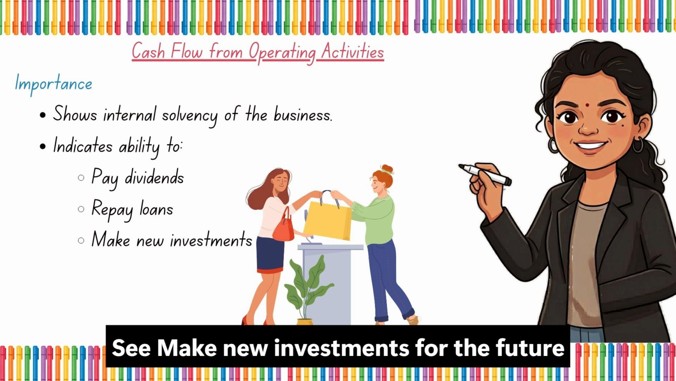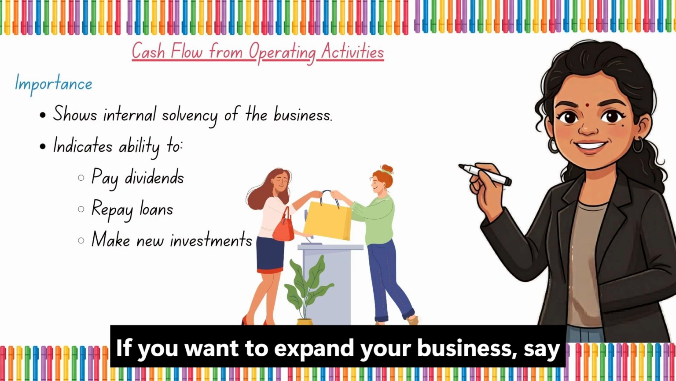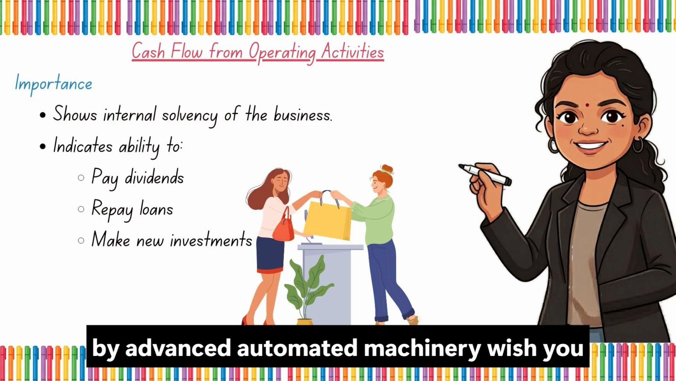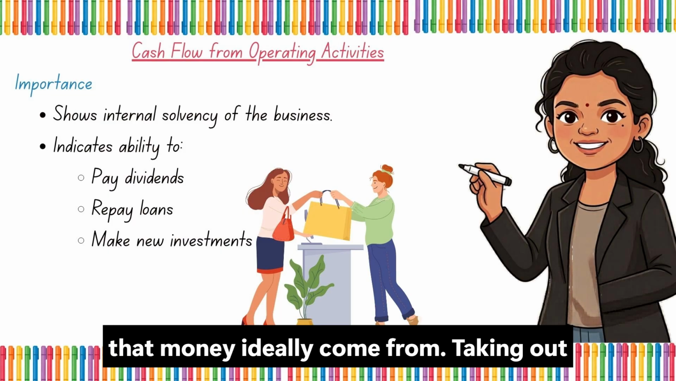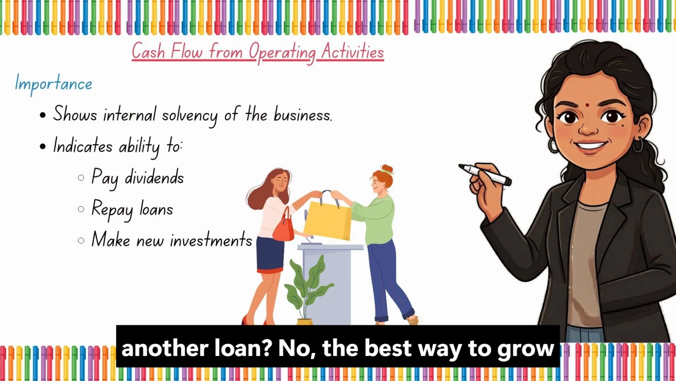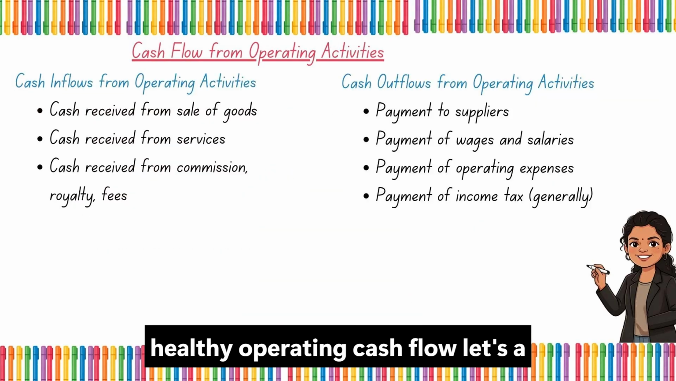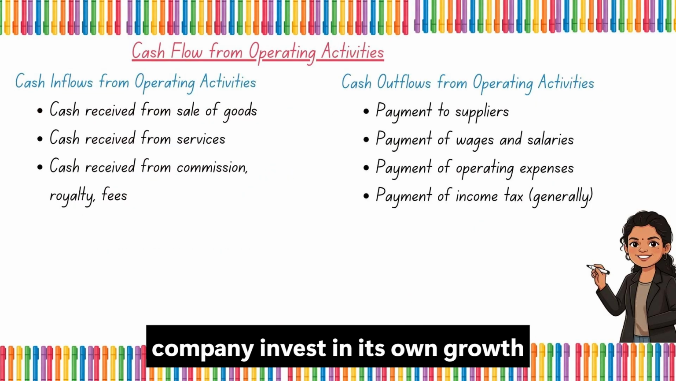C. Make new investments for the future. If you want to expand your business, say, open 5 new branches of your store or buy advanced automated machinery, where should that money ideally come from? Taking out another loan? No. The best way to grow is to use your own internal cash. A healthy operating cash flow lets a company invest in its own growth effortlessly.